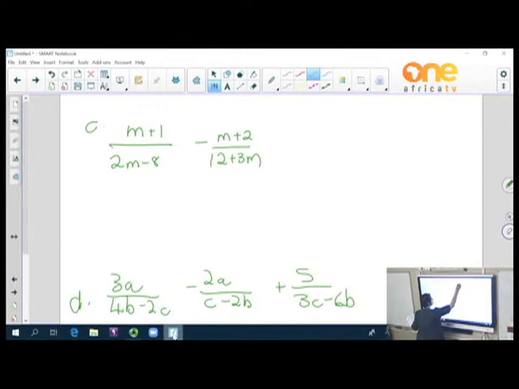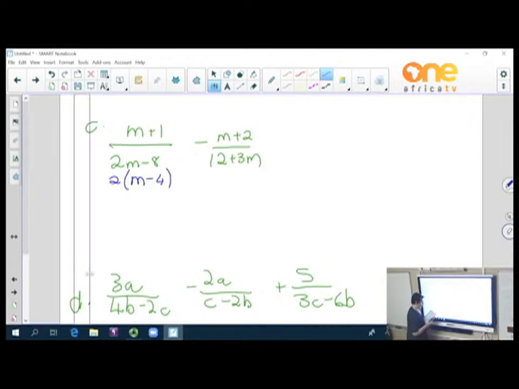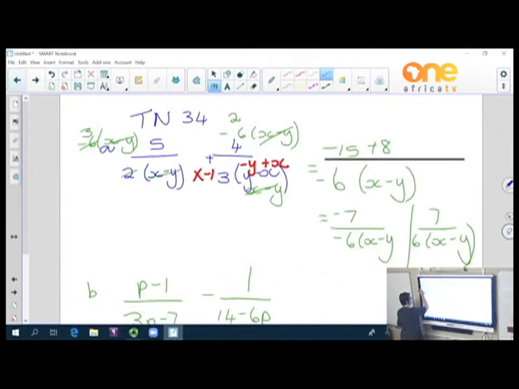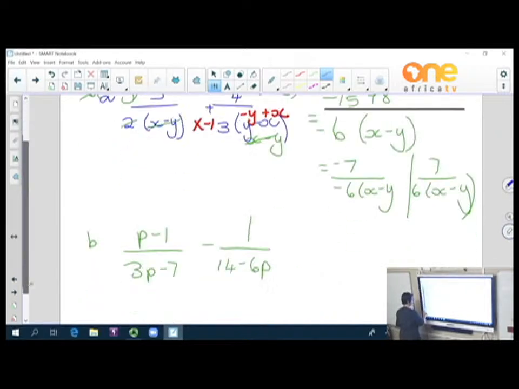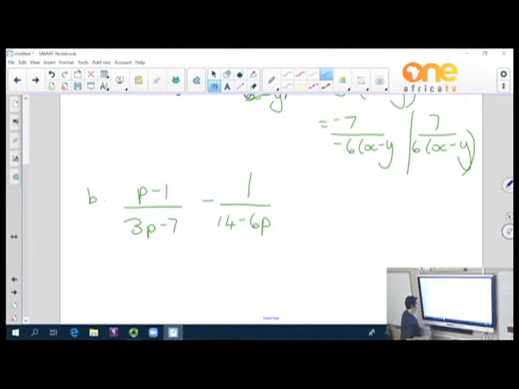So we are still factorizing here. This time it's the highest common factor, which is 2m minus 4. And here this one is 2 plus 3m. Sorry, let's just go back to B. Here's B. We first start with B. So this one we're going to factorize, and I can take out here a 2, and then there's 7 minus 3p.